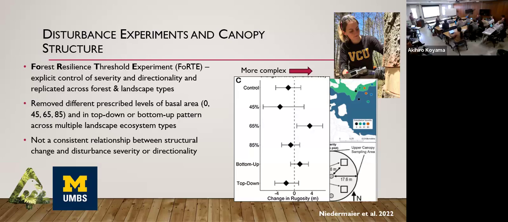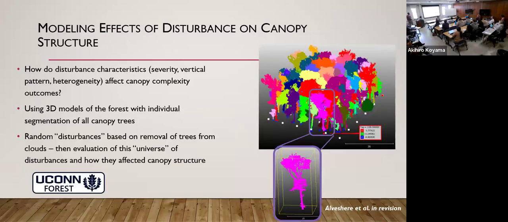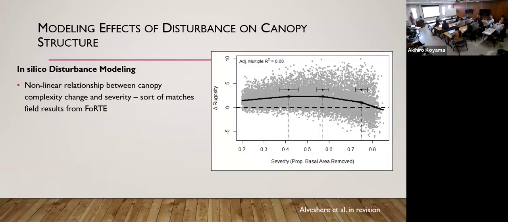So we said, okay, well, we have computers and we have LiDAR. Let's see what happens if we do this in a model. So we take our 3D canopy models and create these individual segmented tree models, and implemented random disturbances. So Brandon Alveshere did this, implemented 10,000 random disturbances in a bunch of different stands that we had forest models for, to evaluate what the structural outcomes of those disturbances would be. So we just made some code that would randomly pull trees out of the model and use that as a disturbance.